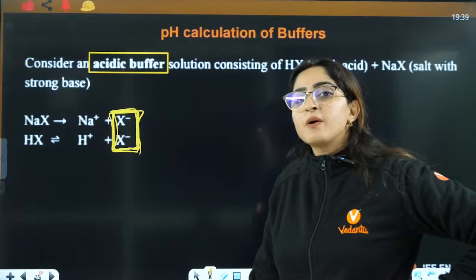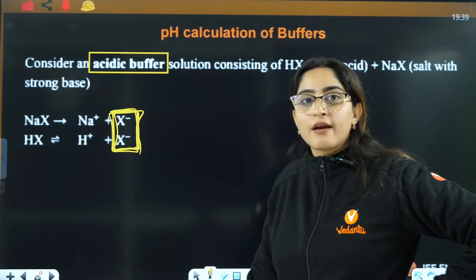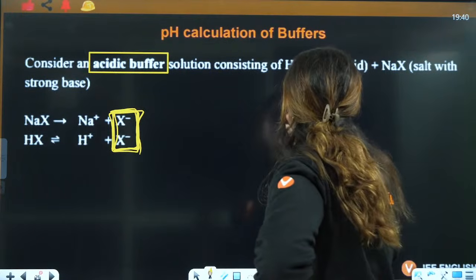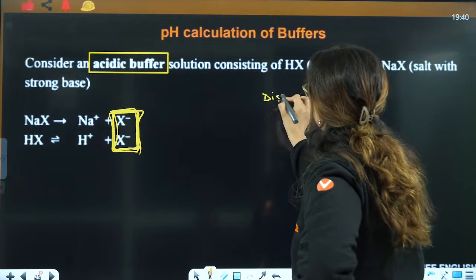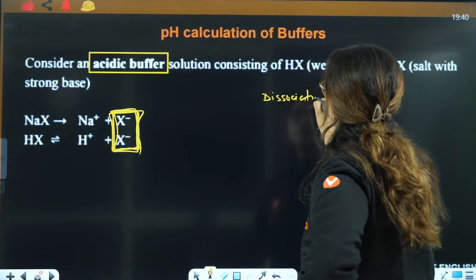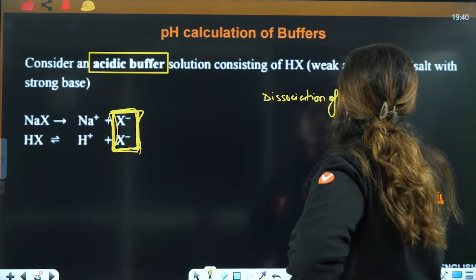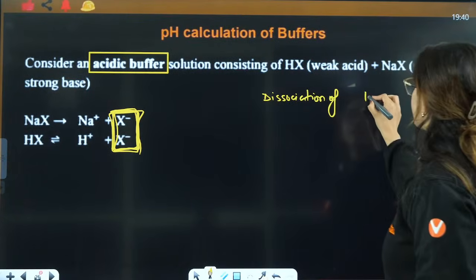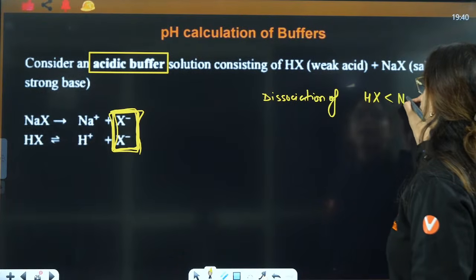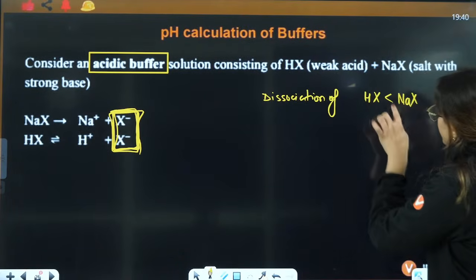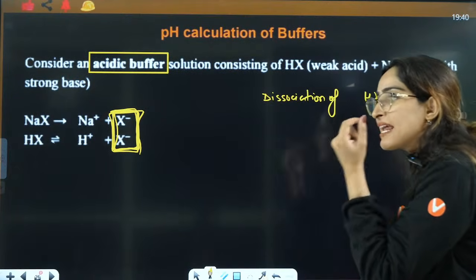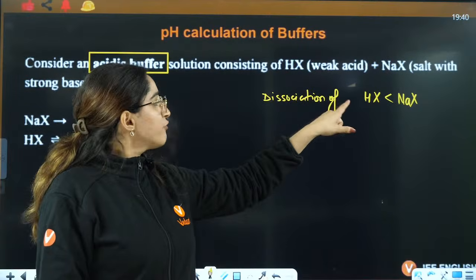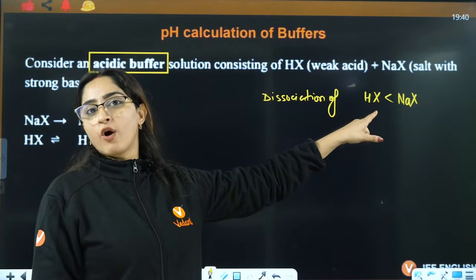From where is the maximum concentration of this X negative coming? From the weak acid. Which one is more dissociated? Dissociation of HX is less than NaX. This has more dissociation, so X negative is coming from NaX. Very few X negative are coming from HX.